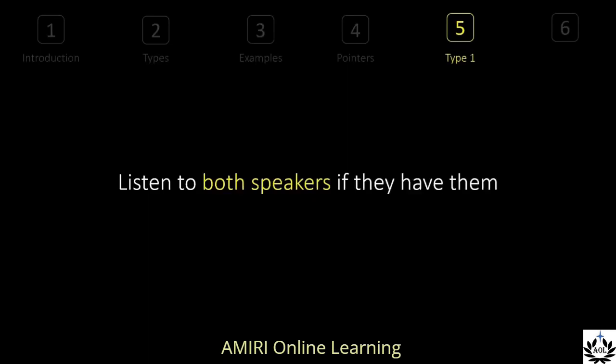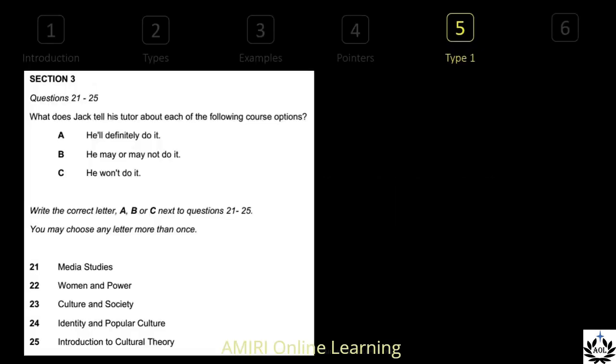Okay. Next type is listen to both speakers if they have them. Like sometimes in section 3. Now, if you look at it, this is definitely section 3. In section 3, you are supposed to have 2 speakers. Right. This is a conversation. So there will be 2 people speaking.